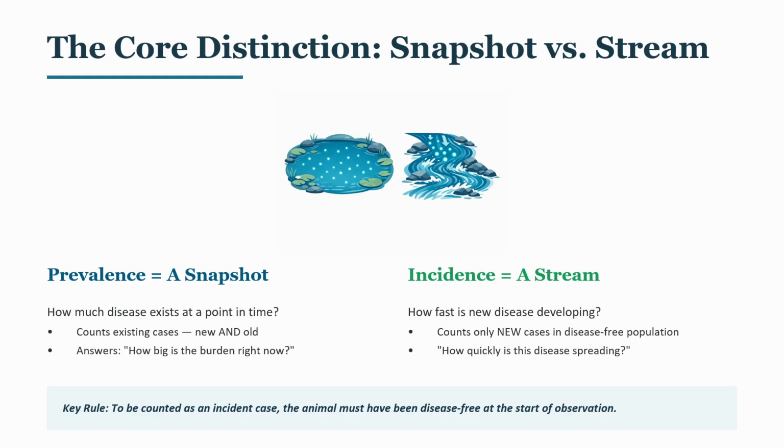If you're evaluating whether a vaccine is working, you need incidence. You're asking whether healthy vaccinated animals are getting sick at a lower rate. Prevalence won't tell you that cleanly because it includes animals that got sick before vaccination started. If you're planning resource allocation for a chronic disease management program, prevalence is what you need. It tells you how many animals currently require care.